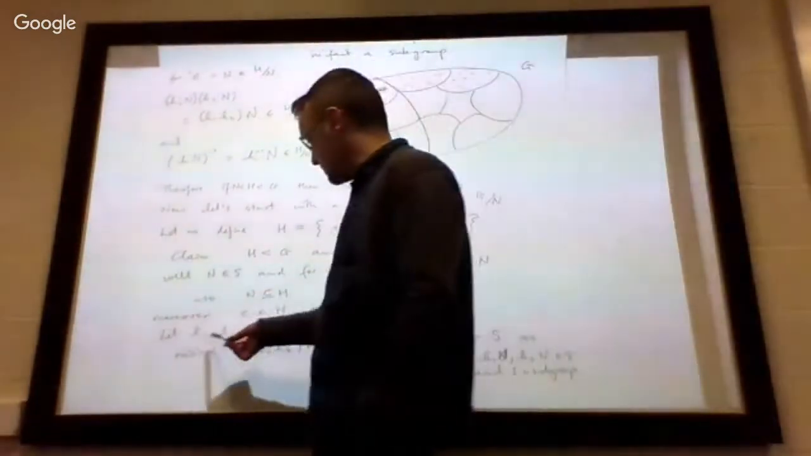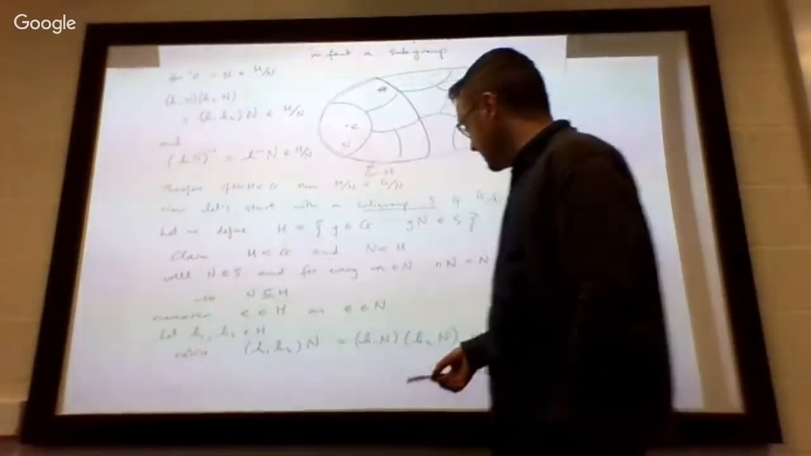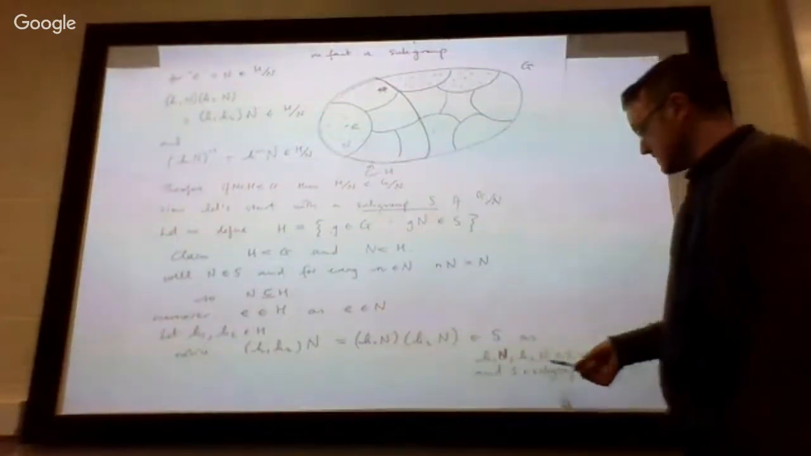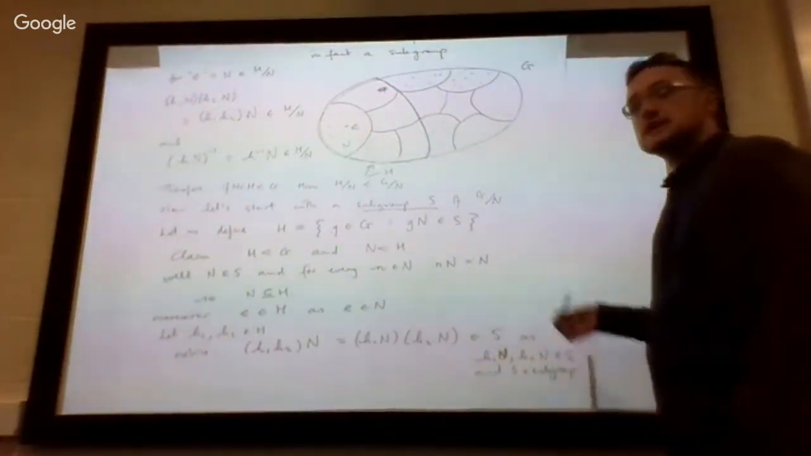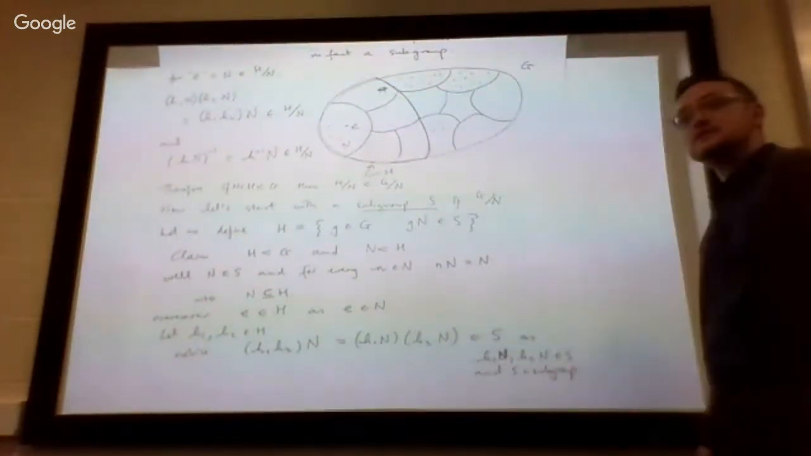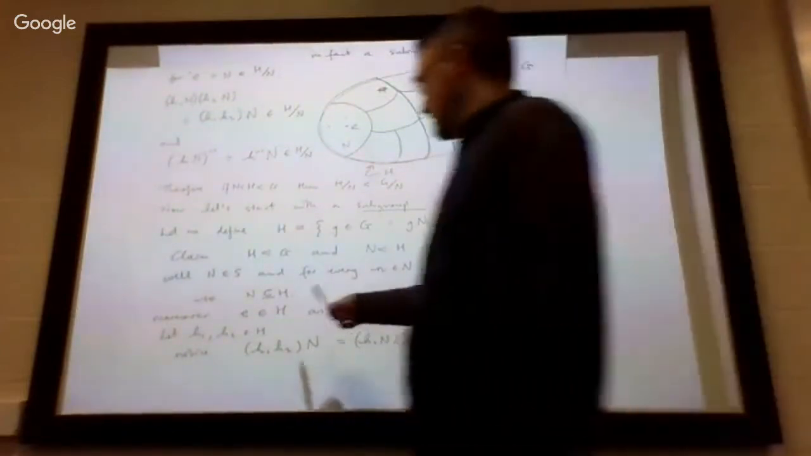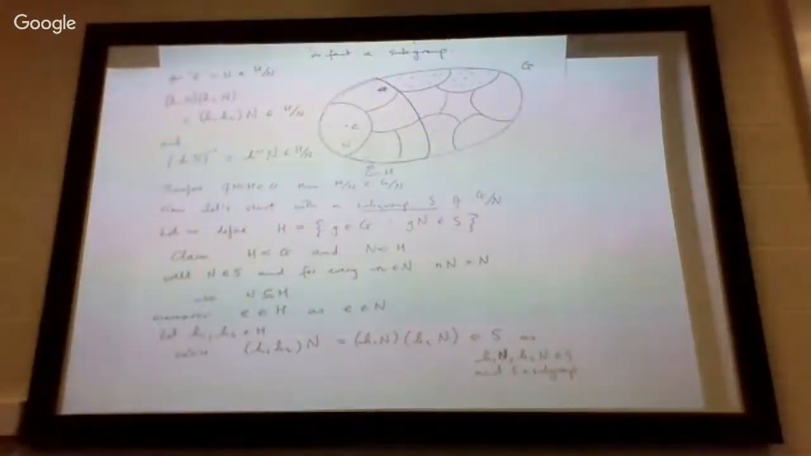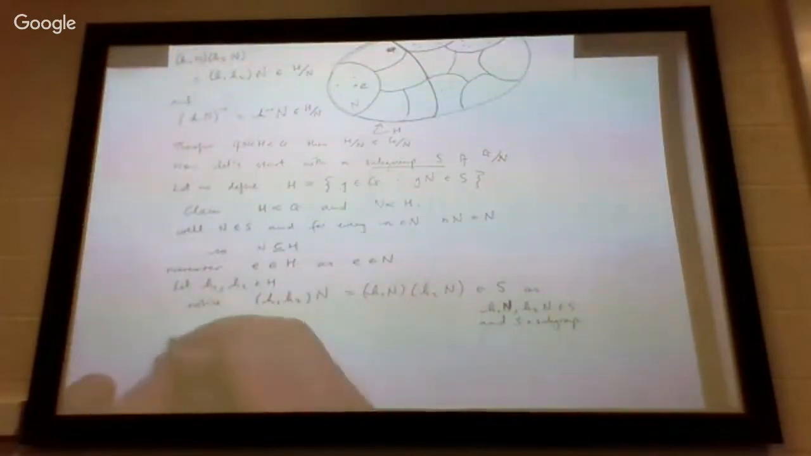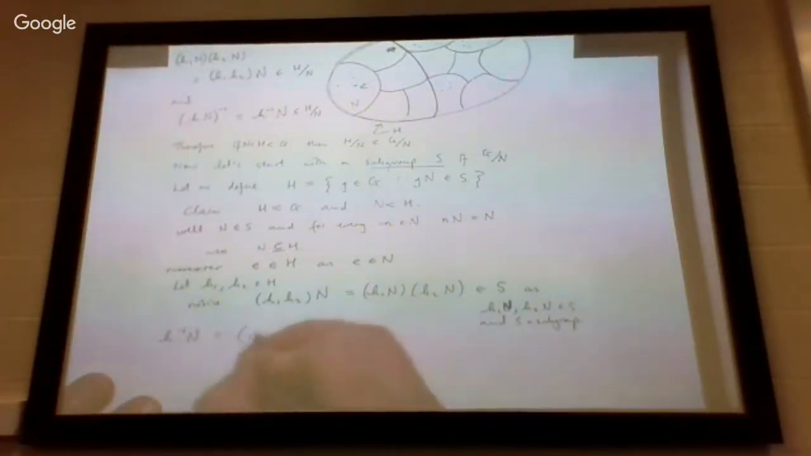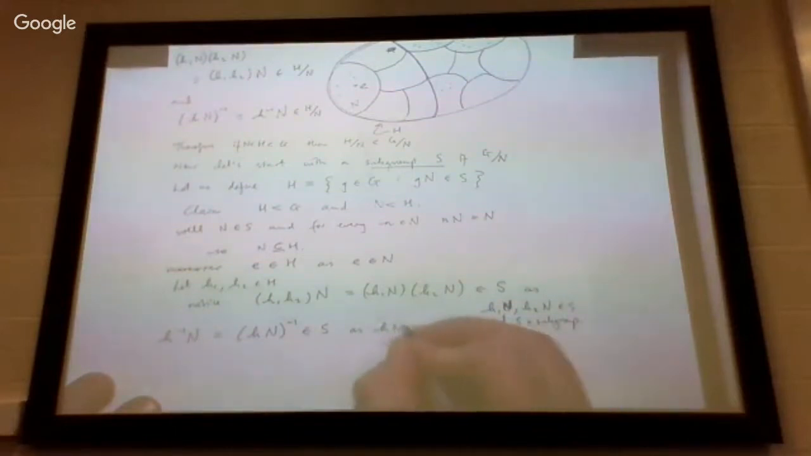We started off with two elements in H, but if they're in H, that means that the cosets they represent are in S. H is the pullback of S over this one. So H is certainly closed under multiplication, and indeed it contains inverses as well. The inverse of Hn is exactly the inverse of the coset Hn. That is in S, as Hn is in S, and S is a group, so it contains inverses.